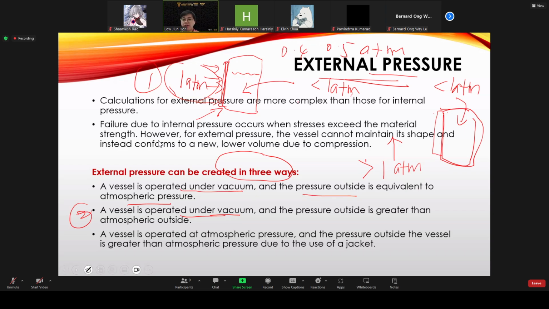Why? Because if we compare the pressure inside and outside the pressure vessel, the pressure outside is still higher than the operating pressure inside the pressure vessel. So this is also considered an external pressure calculation. This is the second scenario. We need to design the thickness based on the external pressure calculation.